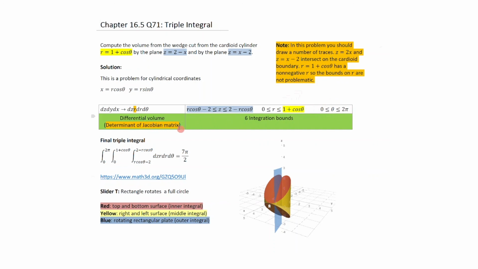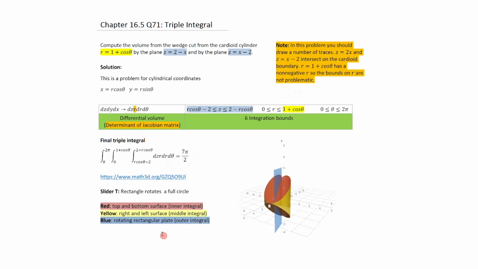We need the determinant of the Jacobian matrix, which again for cylindrical coordinates is r. And so we have all the values we need, so we can plug them into the bounds for the integral. So these are the bounds for z, this is the bounds for r, and the bounds for theta. If you do this calculation, you get 7 pi over 2.